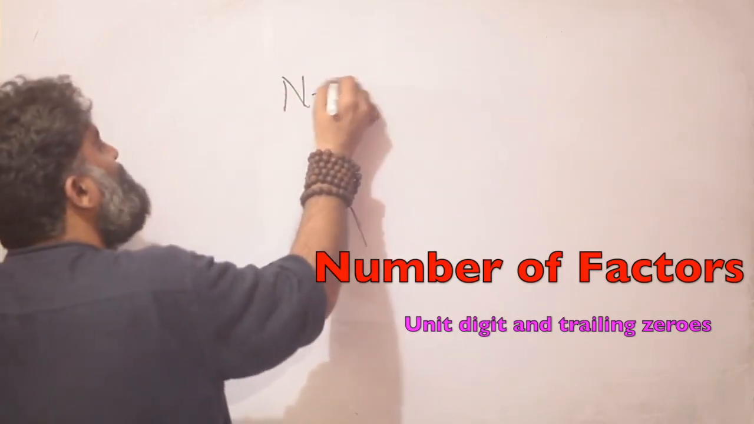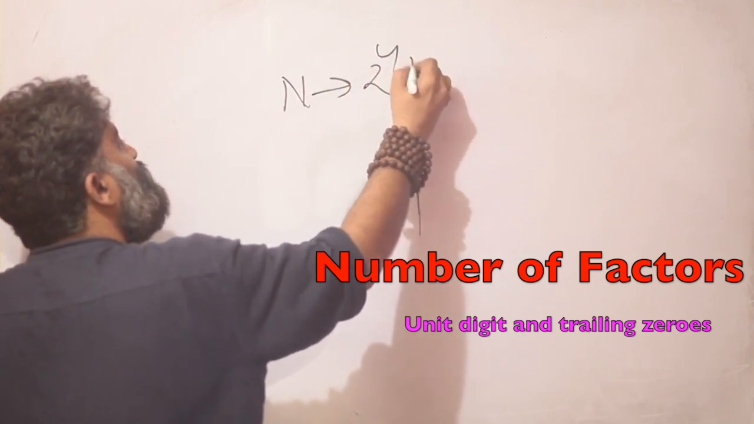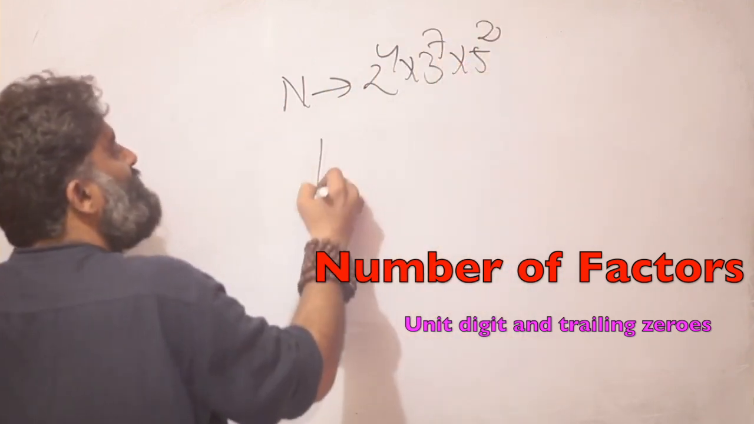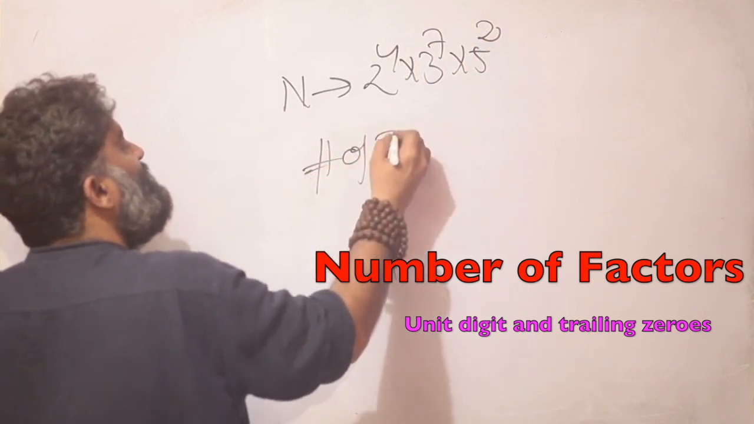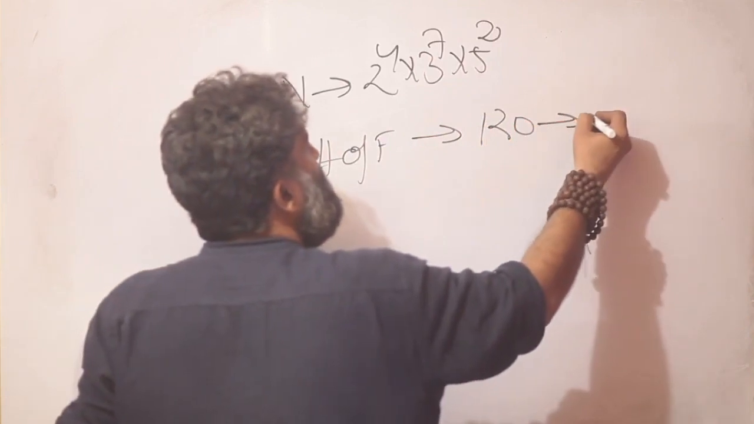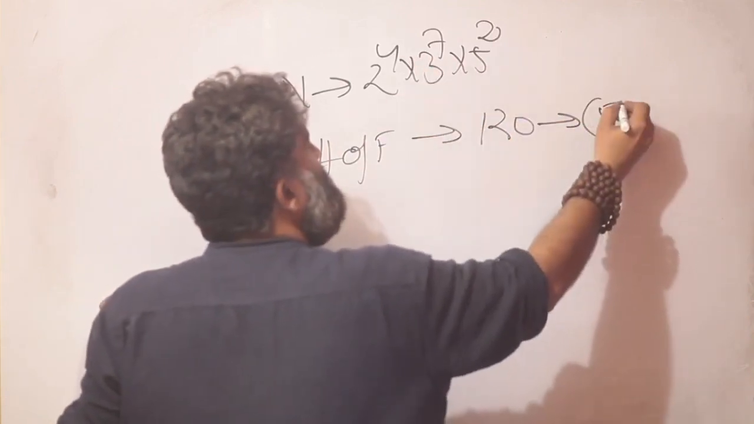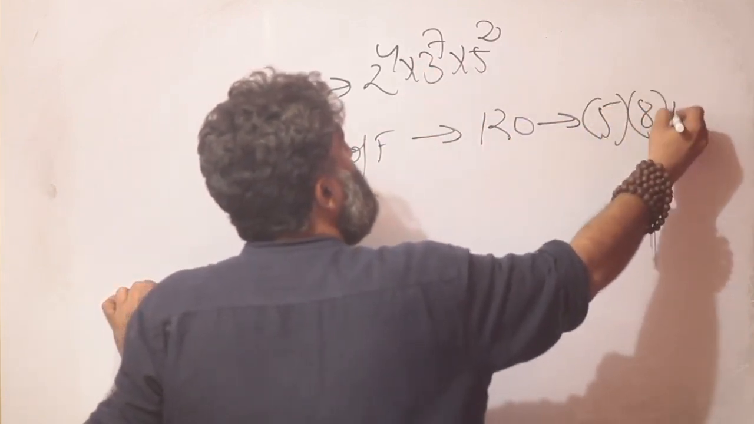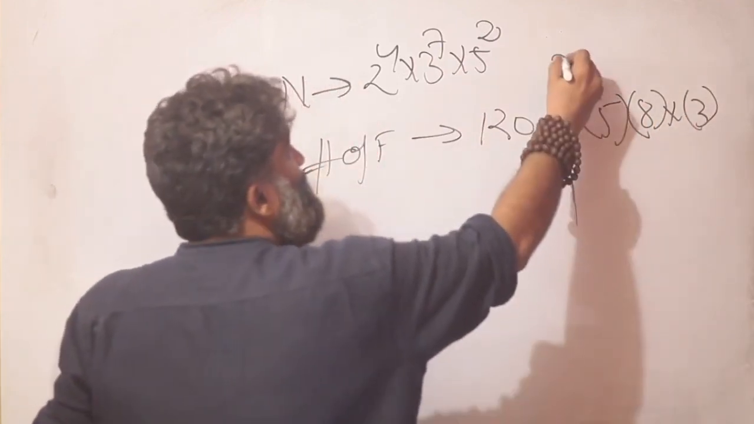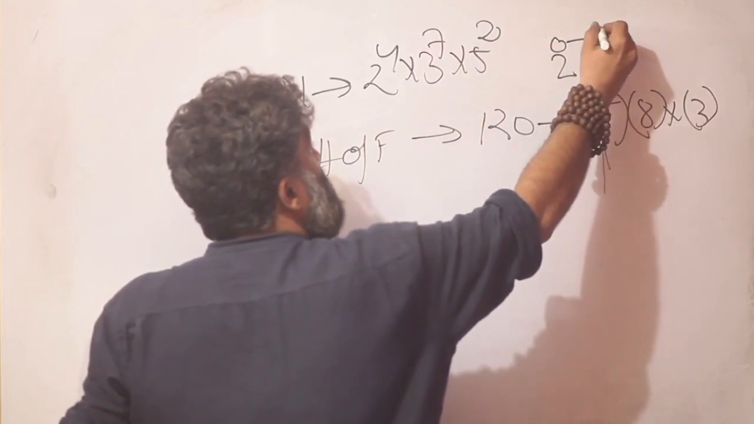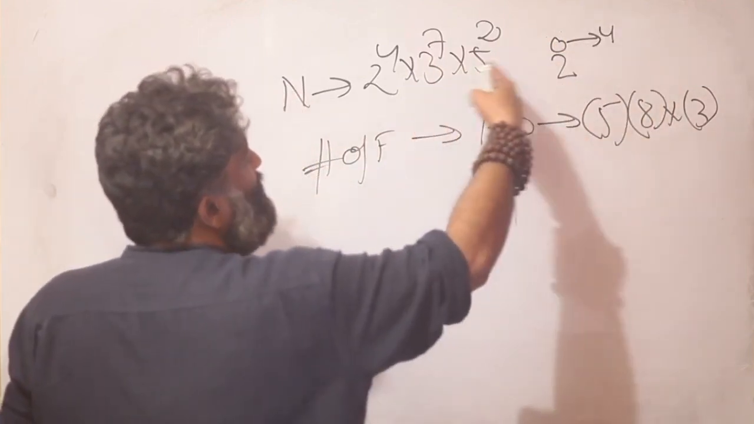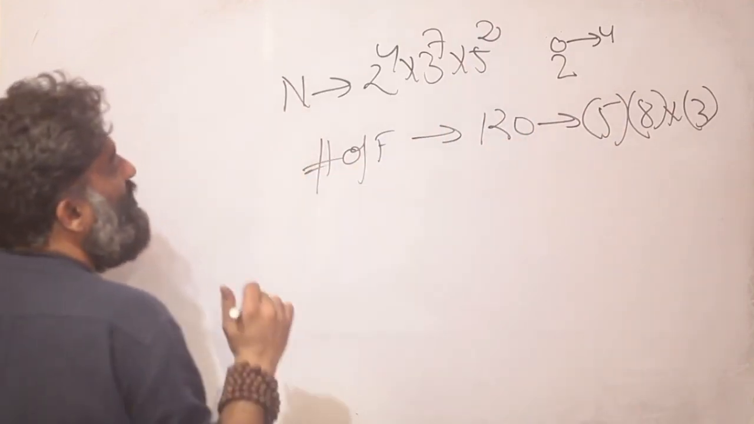Let's stick to the same number, 2 raised to 4 into 3 raised to 7 into 5 square. We have also figured out the total number of factors, and that was 120. And how did it come about? It came out as 5 into 8 into 3. What do we mean by 5? We mean from 2 raised to 0 up to 2 raised to 4, there are 5 possibilities. And same logic for the other numbers. So this we have already figured out.